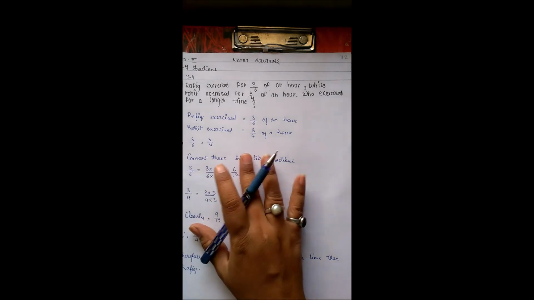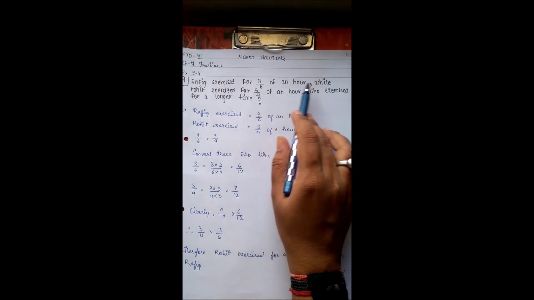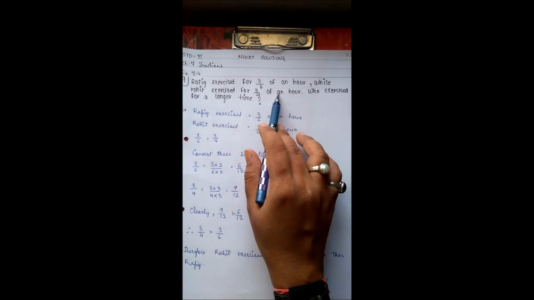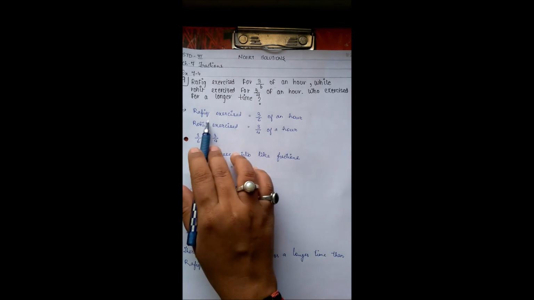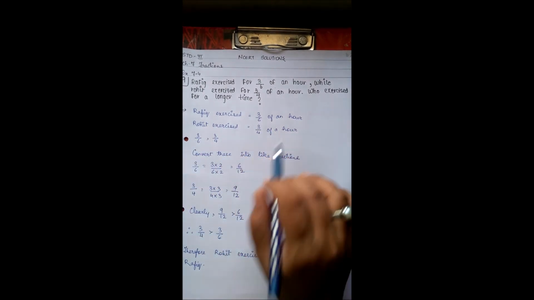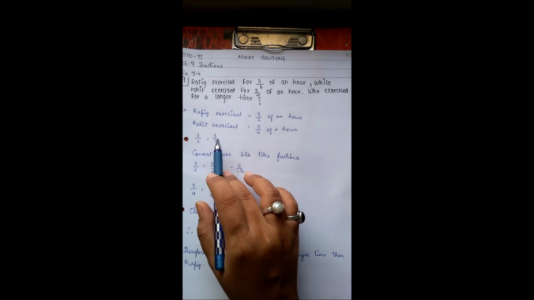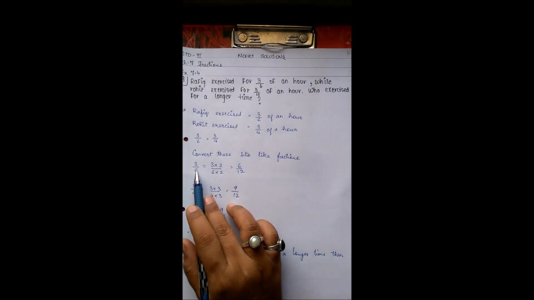Next, Rafiq exercised for 3 by 6 of an hour, while Rohit exercised for 3 by 4 of an hour. Who exercised for a longer time? So Rafiq exercised 3 by 6 of an hour. Rohit exercised 3 by 4 of an hour. 3 by 6 and 3 by 4. Convert this into like fractions. Okay, so we will convert this.